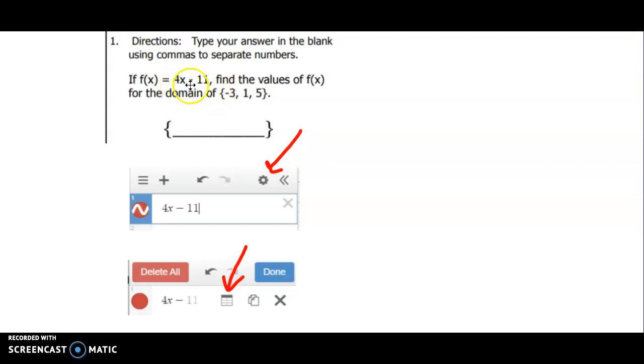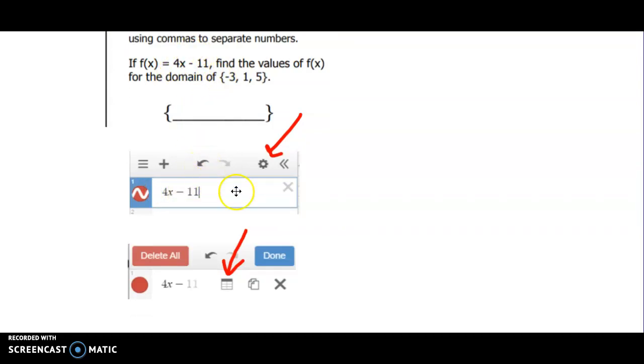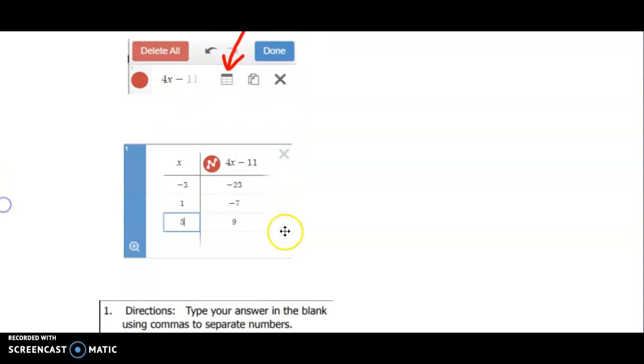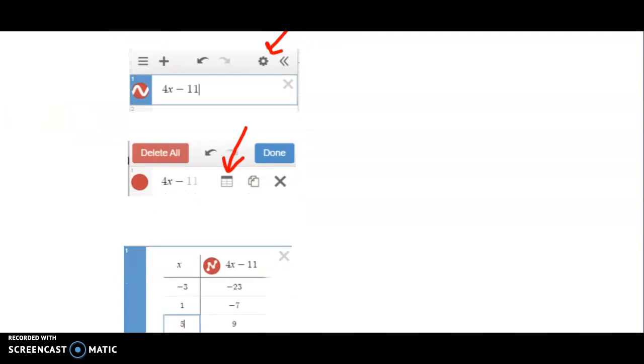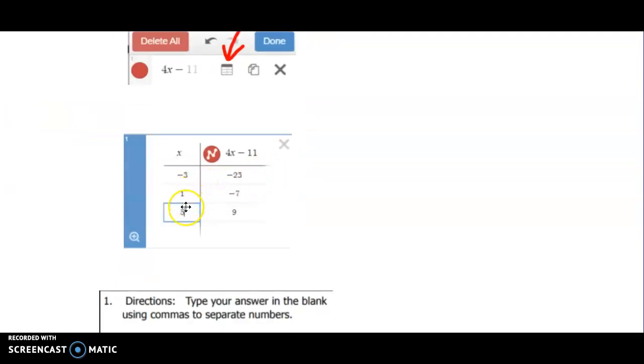I have to go to Desmos and type this in. After I type this in, I have to go to my table by clicking on the settings and on the table button. All right, and then I now have my table of 4x minus 11. And it's saying my domain, which are my x values, is -3, 1, and 5. So I type in -3, 1, and 5, and the numbers that pop up beside it are my answers.